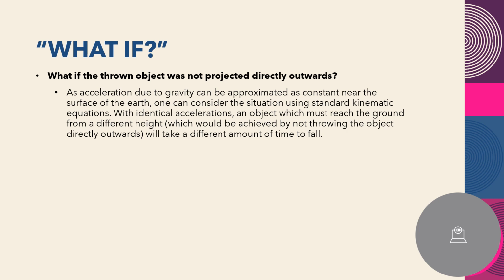If the thrown object is not projected directly outwards, you can consider that situation using standard kinematic equations. With identical accelerations, an object which must reach the ground from a different height will take a different amount of time to do so, which is demonstrated in this experiment.